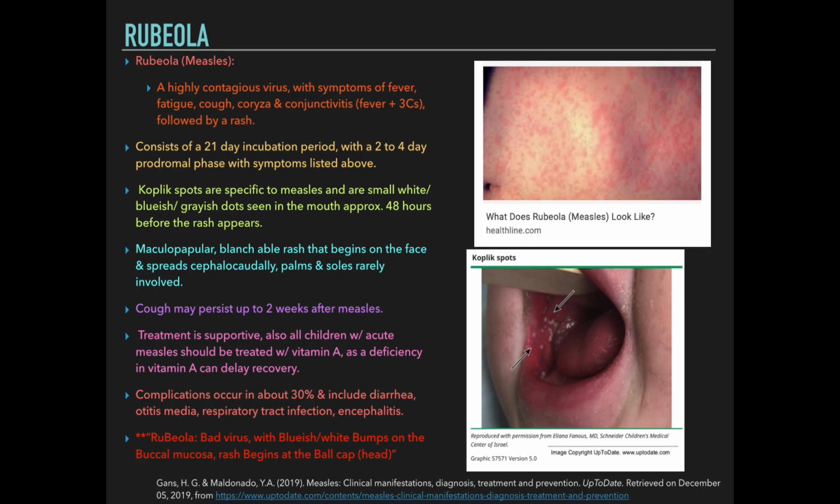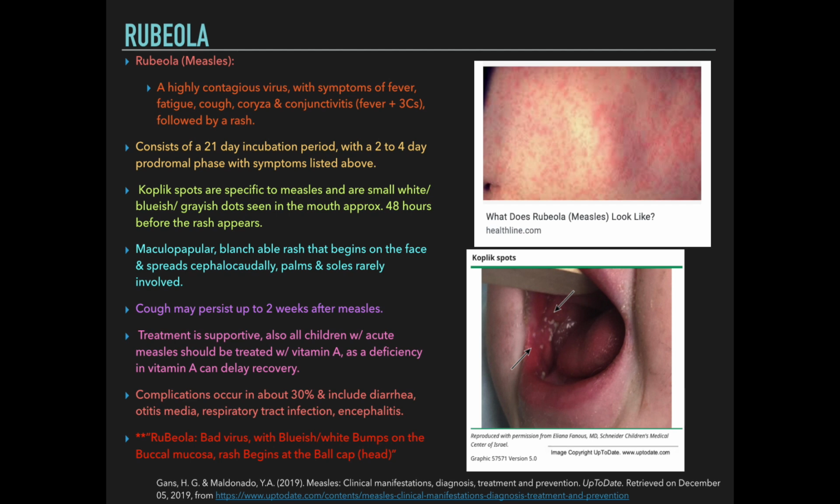So here we have RUBEOLA, also known as measles. And for me, I would get ROSEOLA and RUBEOLA mixed up. And so if you refer back in your studying on my slide before, I really focused on the S for remembering different traits for ROSEOLA. And here you'll notice that I focus on traits that begin with B to kind of separate them. Anyway, so let's get on to RUBEOLA.